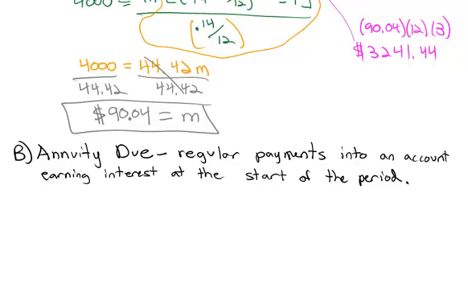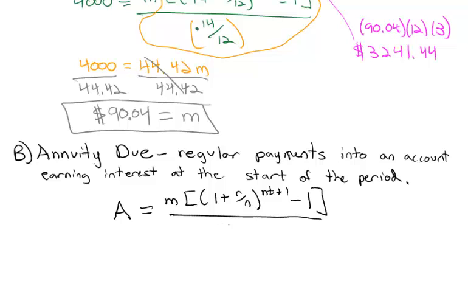And for these, the equation is going to be very similar with just a slight adjustment. A is equal to m times 1 plus r over n to the nt plus 1, because we get that extra payment because it came in at the start of the period, not the end, minus 1, all over r over n, but then we have to subtract off the monthly payment that hasn't been put in there yet because it happened at the same time. So the formula is a little different.